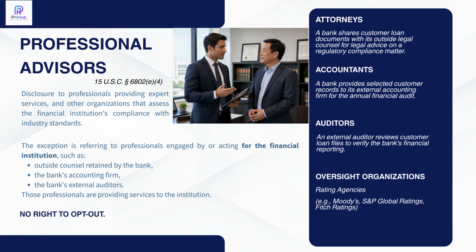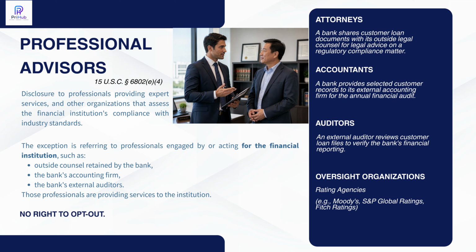Under GLBA, a financial institution may disclose NPI to professionals who are engaged by, or acting on behalf of, the financial institution to provide professional services. This can include attorneys, accountants, auditors, and certain oversight organizations. First, attorneys. For example, a bank may share customer loan documents with its outside counsel for legal advice on a regulatory compliance matter. Second, accountants. A bank may provide selected customer records to its external accounting firm for an annual financial audit.